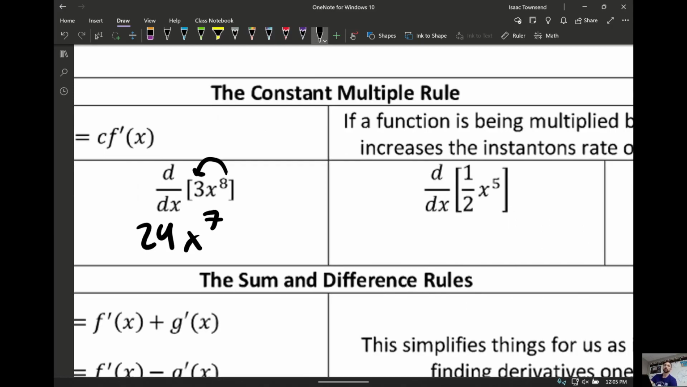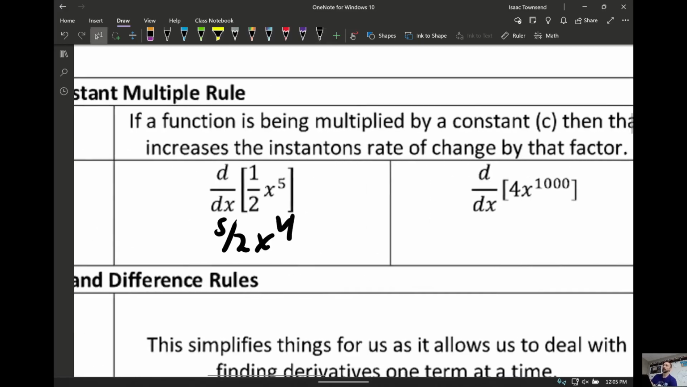So the third one would be what? 4th. And somebody else, the last one. 4000 x to the 1999 power. Bring the power down, lower the power by 1. There's a number out front, it just makes it that many times bigger.